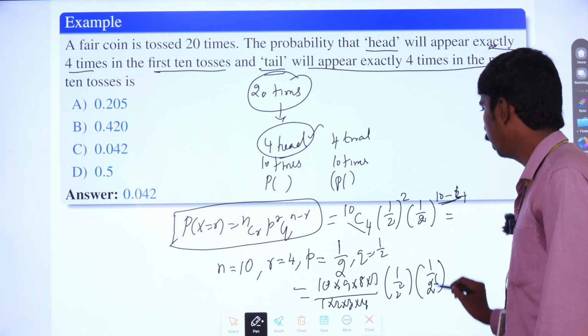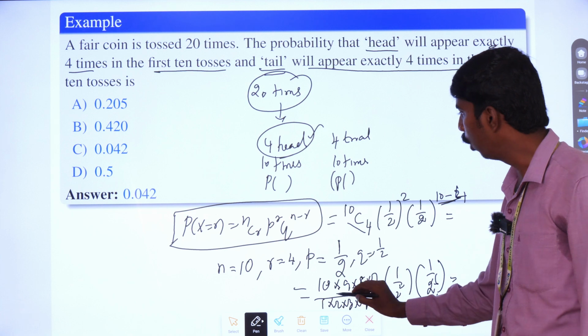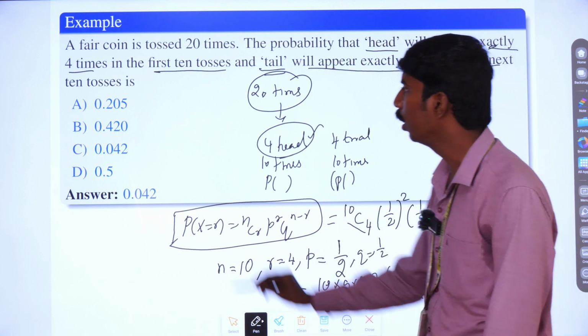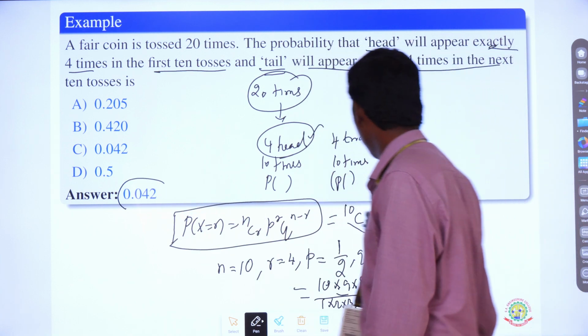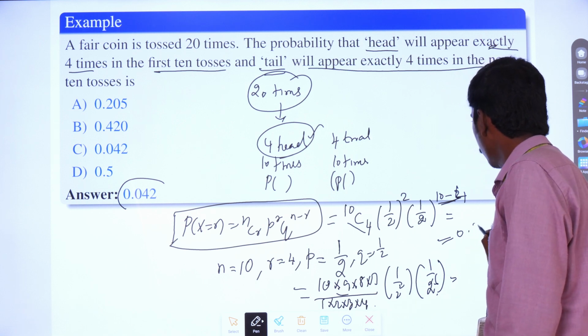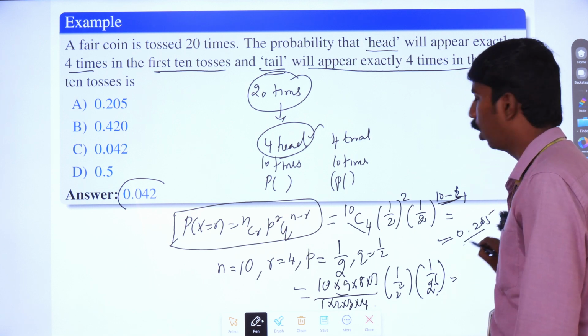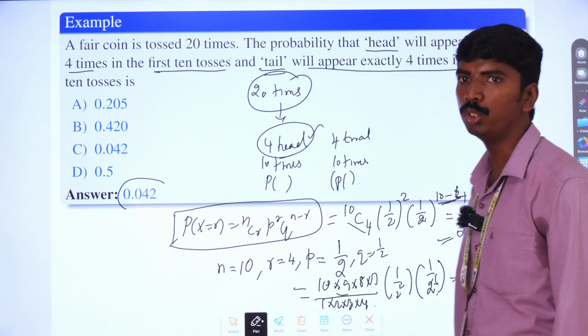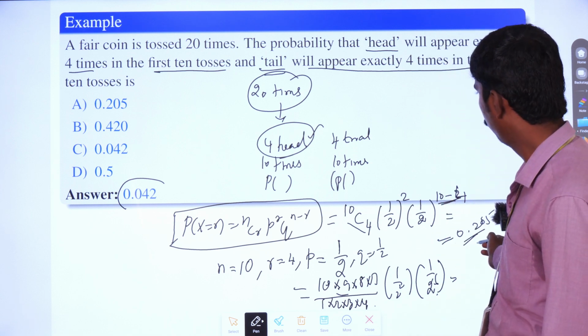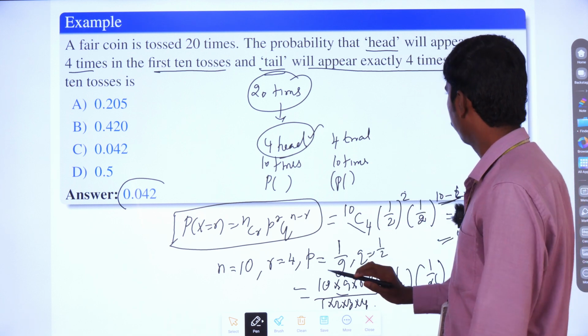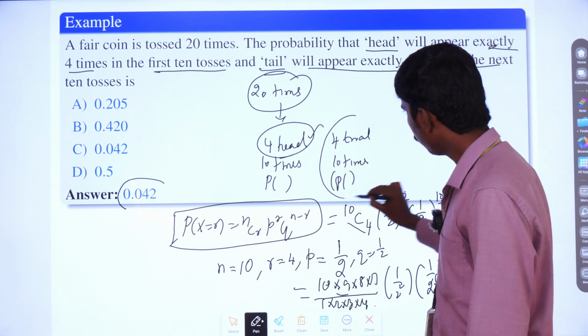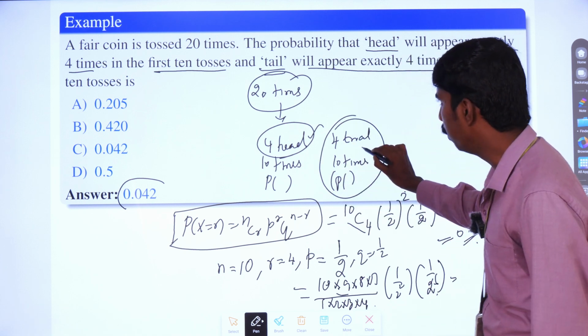10 minus 4 is nothing but 6, that can be written as... Now when I solve the numerator and denominator, you will get an answer of what? Actually here the answer is 0.205. When you solve this one, you will get an answer of 0.205.